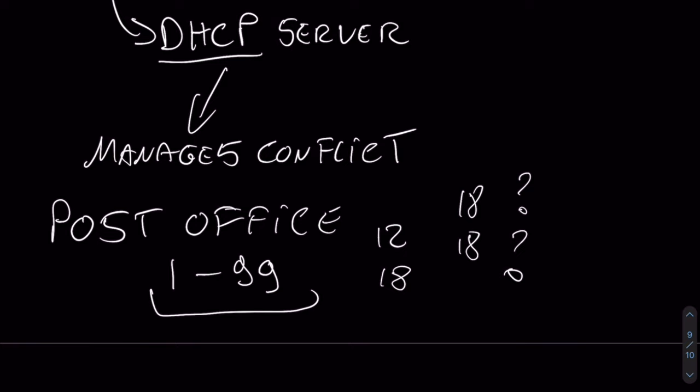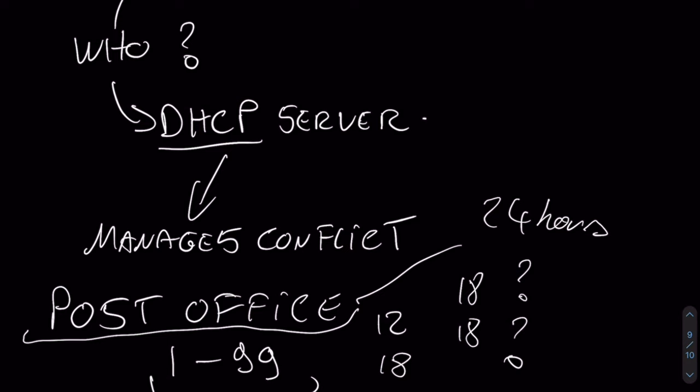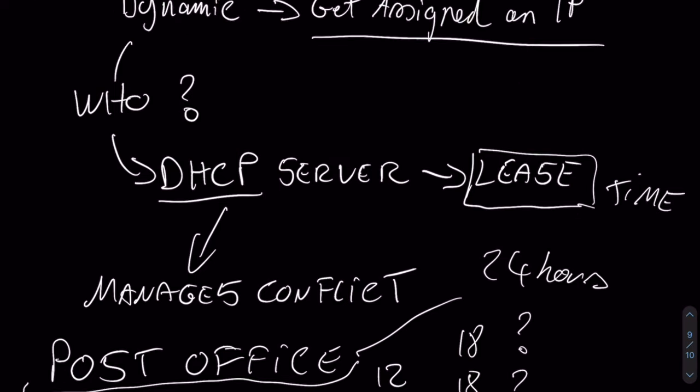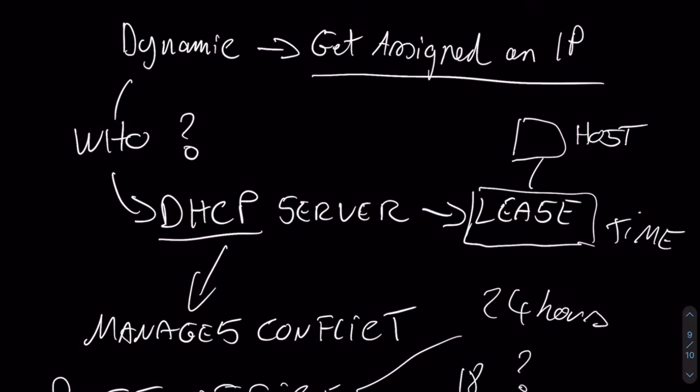So how do you do that? Well, that's normally not a problem in a post office because you don't have people staying more than 24 hours, okay? So in 24 hours, this numbering might reset. This concept is sort of used by the DHCP server and it's called lease, right? And you'll see that in your configuration, lease. So lease is the time that a host, right, so your computer, the host, gets to keep the same IP address, okay?